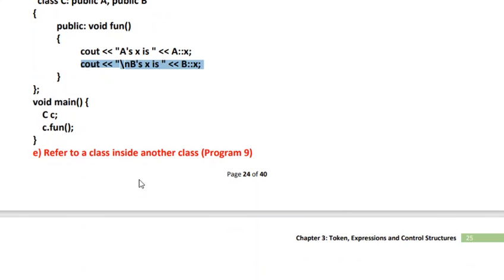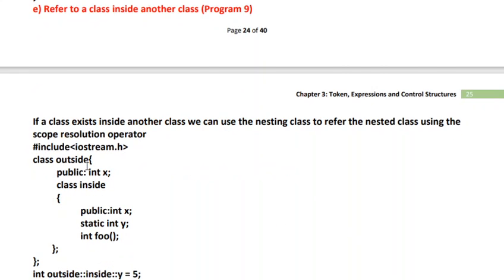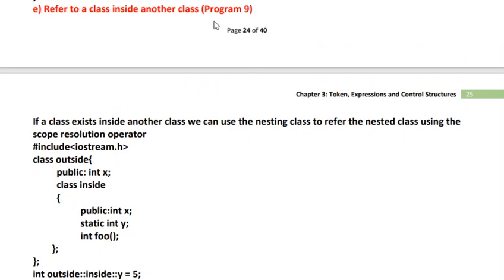Now the fifth use of the scope resolution operator is to refer to a class inside another class. If you want to refer to a class inside another class, you can use the scope resolution operator again. This is program number 9 that you have to execute. If a class exists inside another class, we can use the nesting of classes to refer to the nested class using the scope resolution operator.